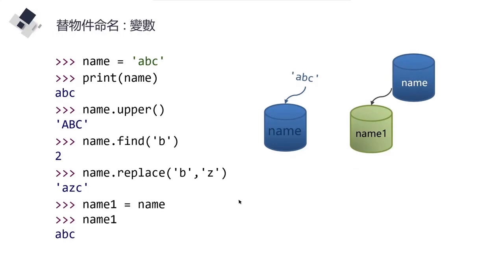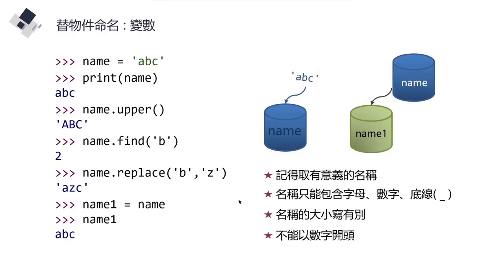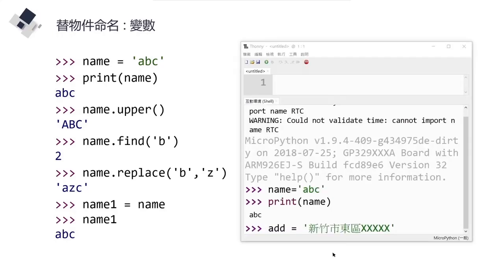Just keep in mind the following key points. First, you must choose a meaningful name. What is a meaningful name? For example, today I set a variable name add to address. The content will put the address, but not the phone number. This is a name that echoes back and forth and makes sense.